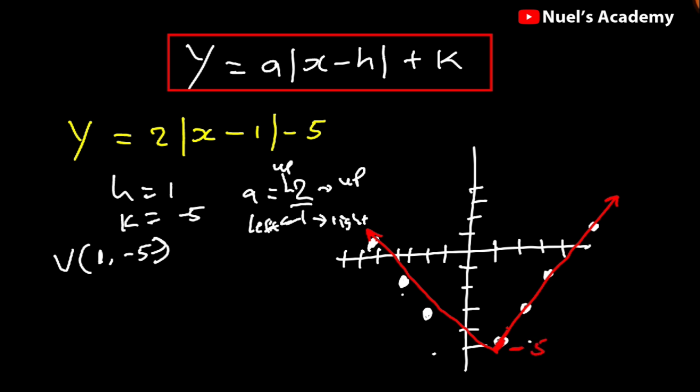Okay, so to write the domain and range, the domain as always is going to be negative infinity to infinity, which is all the numbers, and then the range is going to be from -5 to infinity.